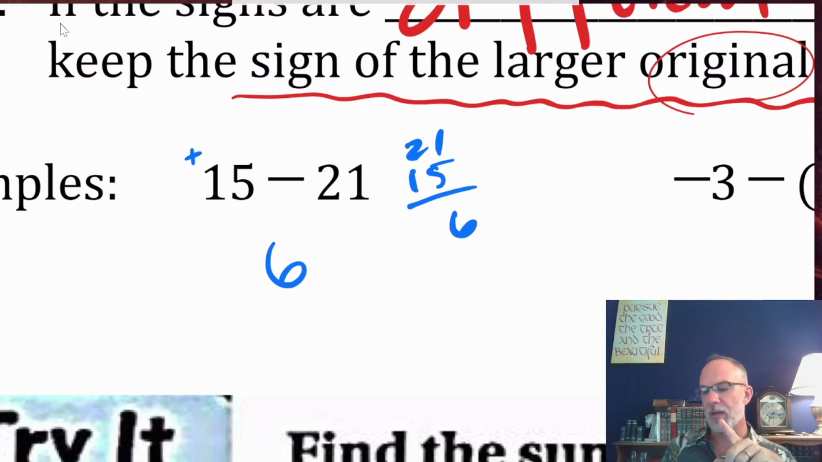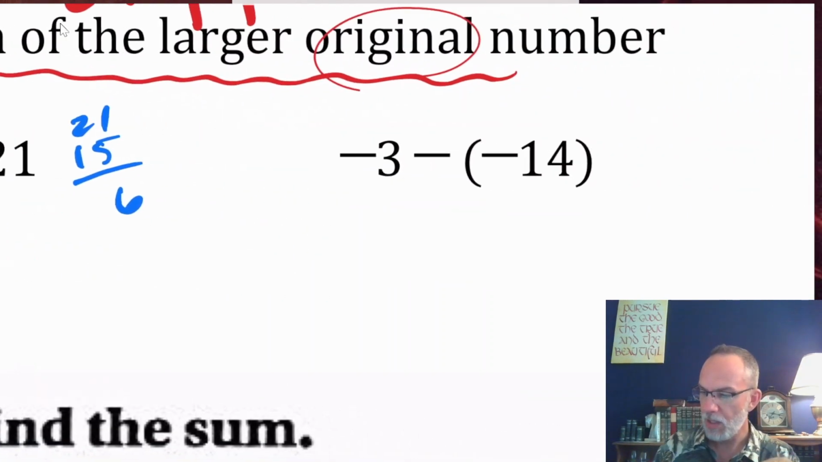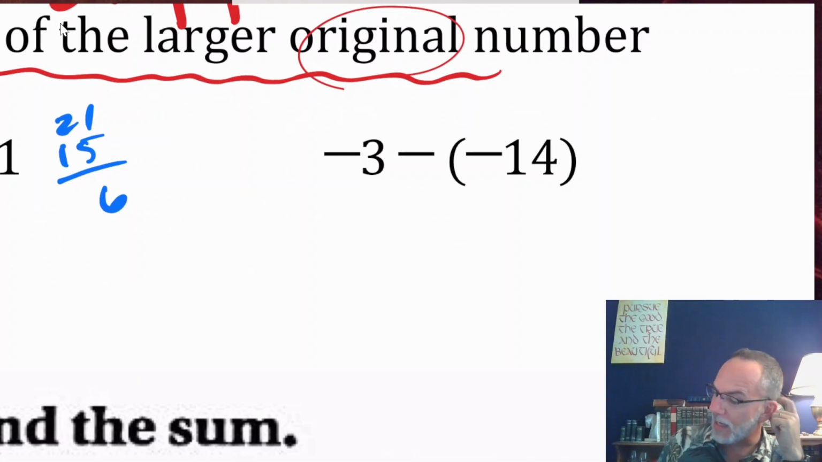But now we have to go back and think about what we have more of. What do we have more of in the originals? We had more negatives. So the final answer is going to be negative 6.